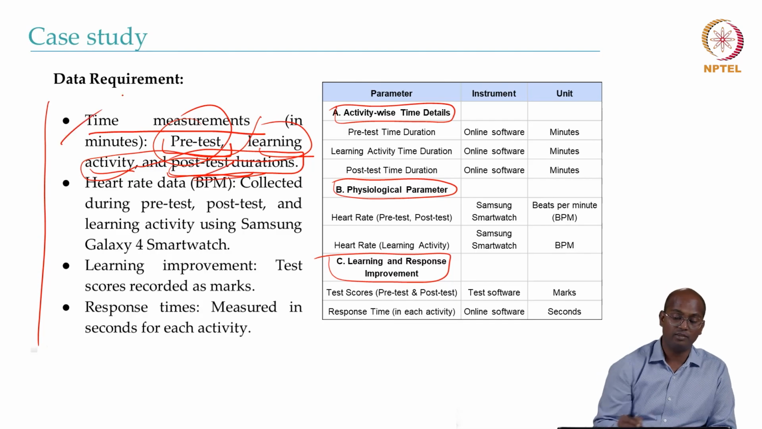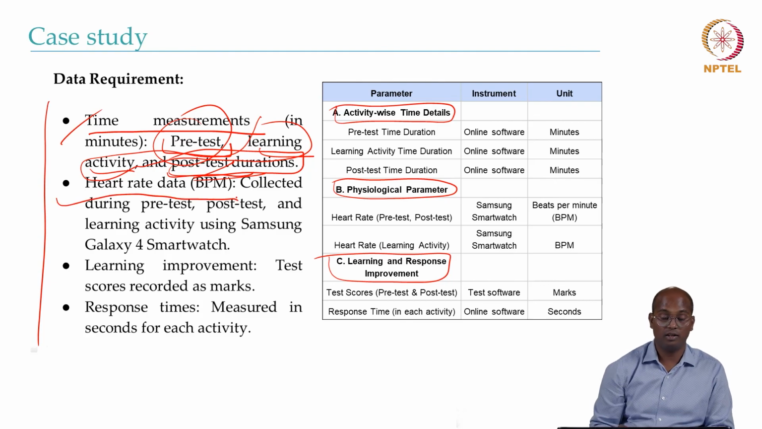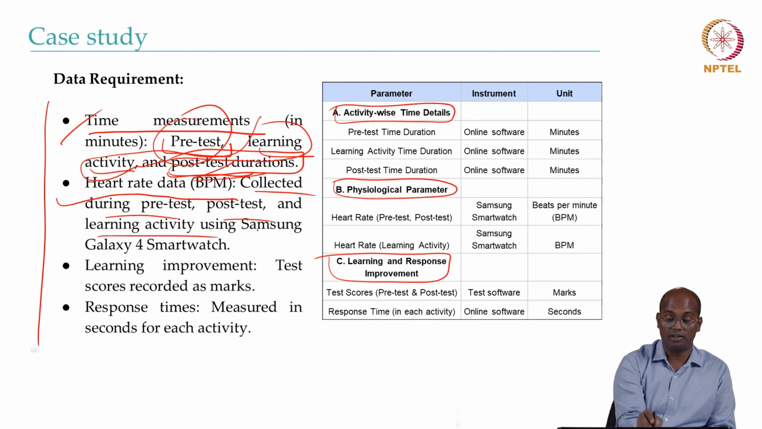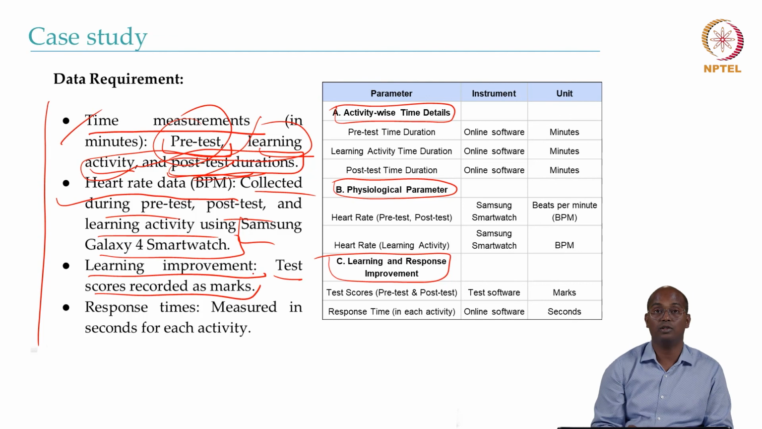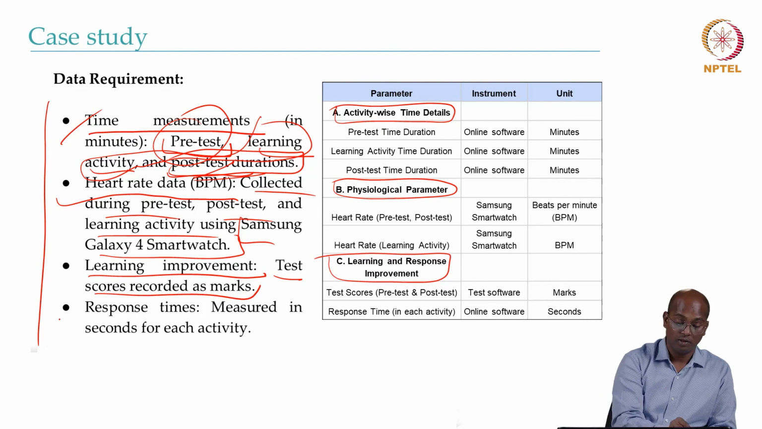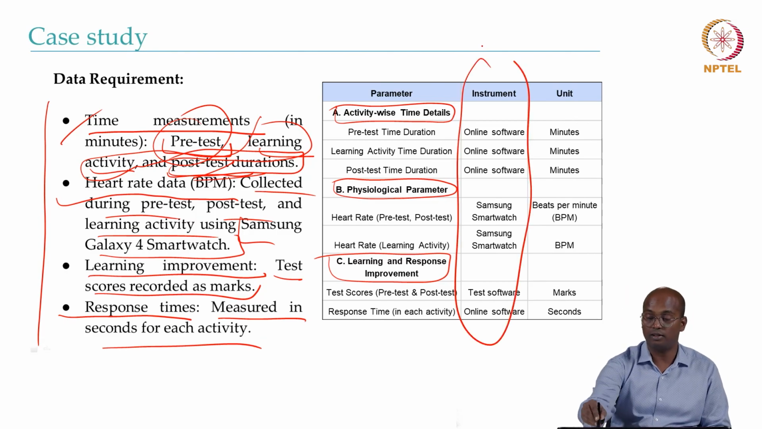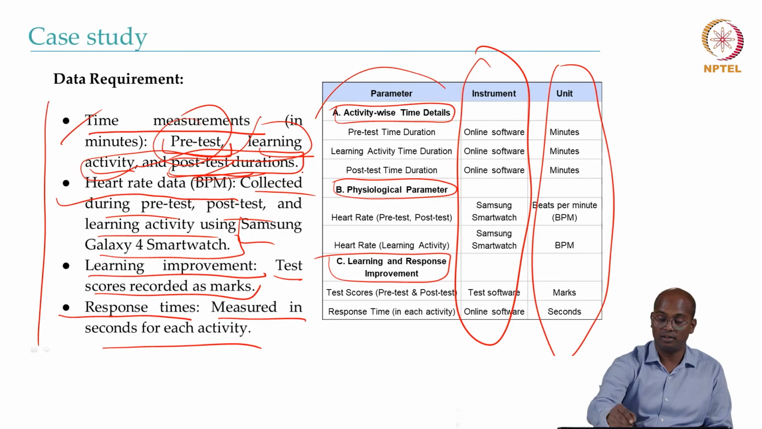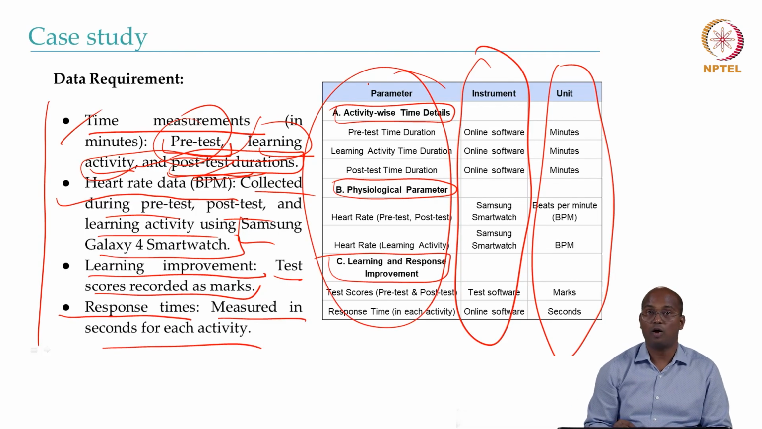So we see the time difference, time measurements, how much time they took. We also see the heart rate data, again collected during the pre-test, post-test and learning activity. We use the Samsung Galaxy 4 smartwatch for that. Again, you can use any other device. Learning improvement, so we want to see how much score a person has scored in the pre-test as compared to the post-test. Response time, measured in seconds for each activity and so on. So you can see these are the different instruments, these are the different units, and this is the different data we have collected, which we require for solving our problem statement.